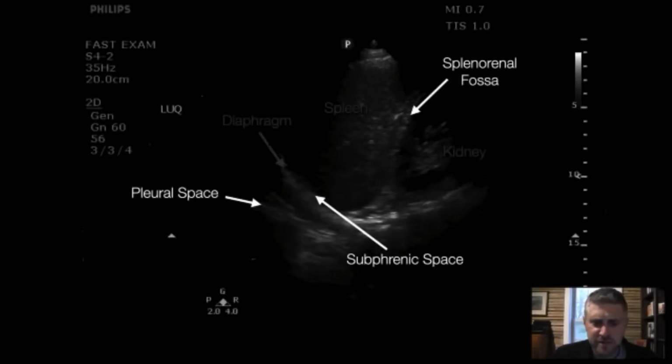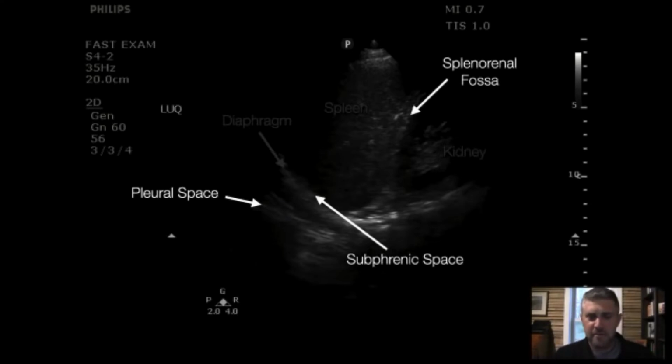The left upper quadrant is very, very similar. The spleen, though, tends to be a little smaller. So that means the structures tend to be a little bit more posterior and a little bit more cephalad. So I say knuckles to the bed towards the head as you're trying to find that space with the ultrasound. But you're going to look for basically the same thing. Look for the spleen, look for the kidney, find that splenorenal fossa, right?